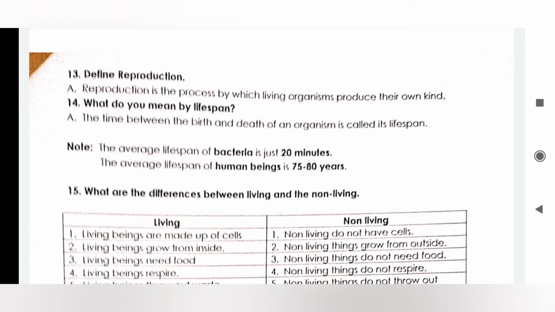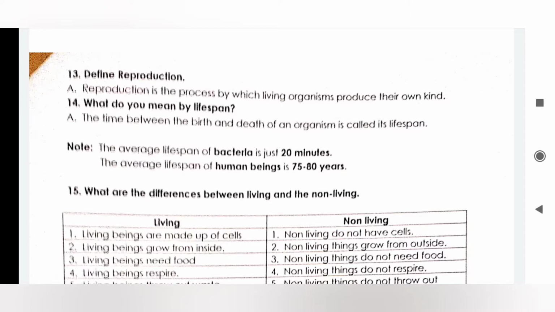Define reproduction. Reproduction is the process by which living organisms produce their own kind. So, what is meant by reproduction? A cow gives birth to a calf, and a hen hatches its eggs and produces chicks. So, living organisms produce their young ones similar to them. This process is known as reproduction.